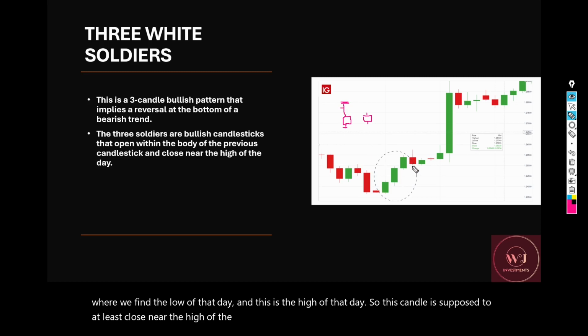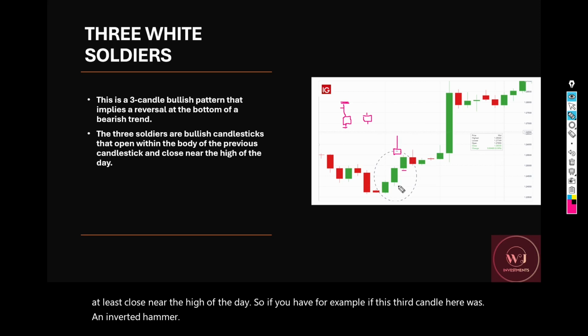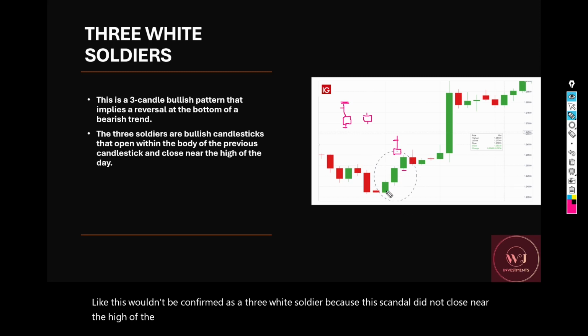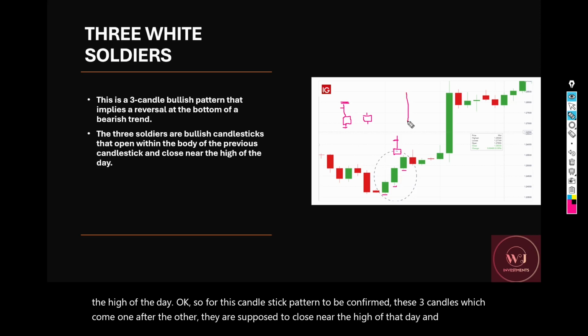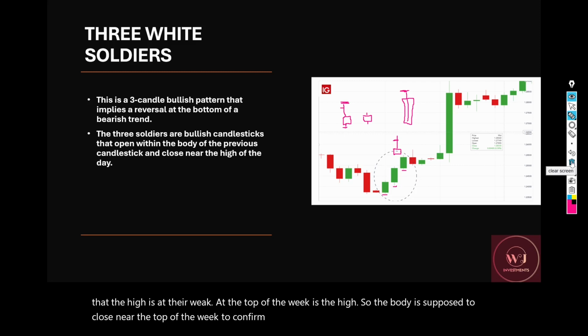So if, for example, this third candle here was an inverted hammer like this, it wouldn't be confirmed as a three white soldier because this candle did not close near the high of the day. Okay, so for this candlestick pattern to be confirmed, these three candles which come one after the other are supposed to close near the high of the day, and we agreed that the high is at the wick. At the top of the wick is the high, so the body is supposed to close near the top of the wick to confirm to have closed near the high of the day.